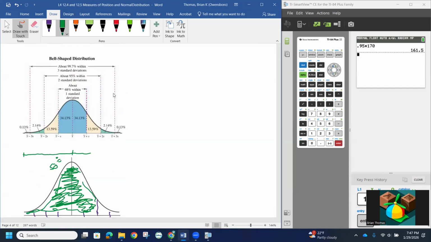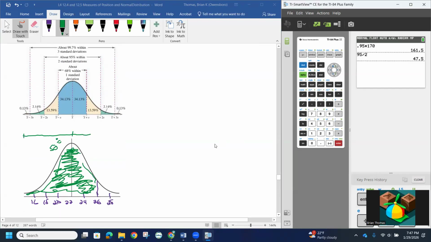So we have to go, what's half of 95? So 95 divided by 2. So 47.5 would be what we have on this other side over here. Since we're going all the way out to 2, that would be 47.5% here. This table here really isn't helping me as much as I was hoping because they have these decimals here. We're not using those decimals. We're just simply saying 34%, things like that.